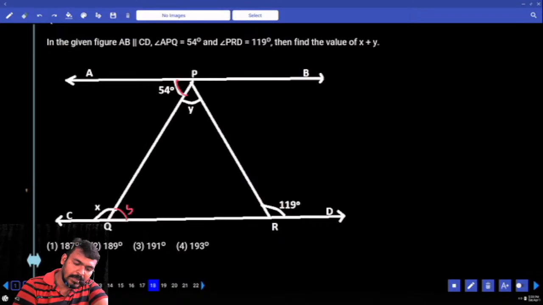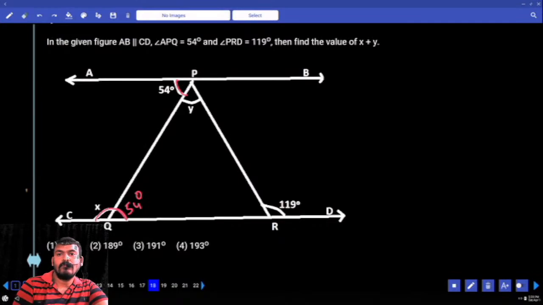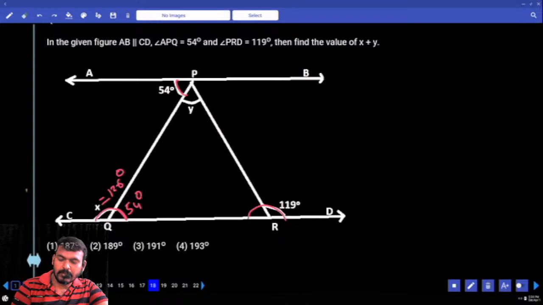54. Alternate angles, it is also how much? 54. What is the 2Q total value? 180. Out of 180, 54 complete. What is the remaining? 126. Means x equal to how many degrees? 126. Next, what is the total R value? 180. In that 119 complete. What is the remaining? 61.